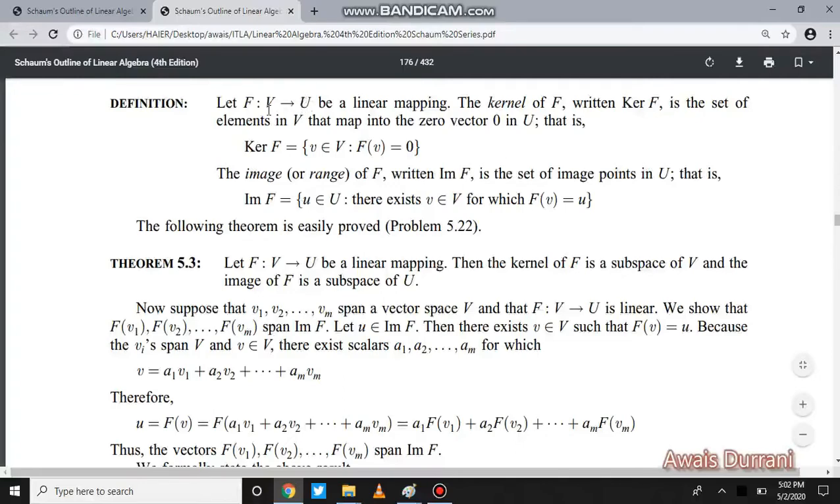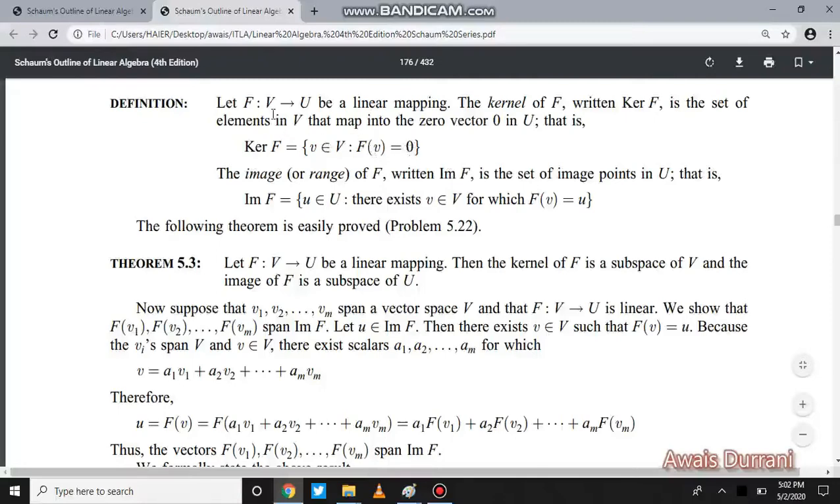Similarly, I try this for other elements, and all those elements which are mapped by this linear transformation into the zero vector of U, then we say that the set of all such elements of V is called the kernel of f. So you can see that kernel f contains all those elements of the set V which are mapped on the zero vector of the set U. So this is how we define the kernel f.